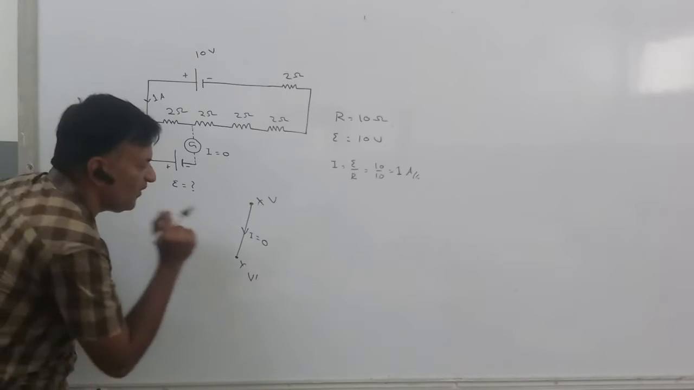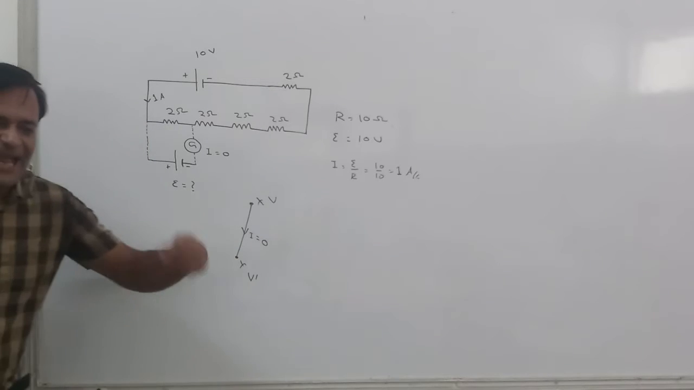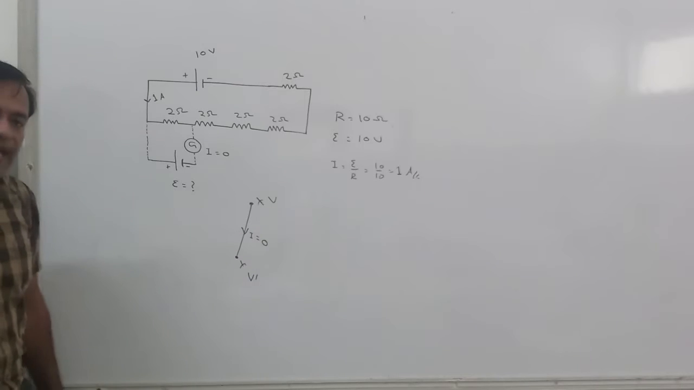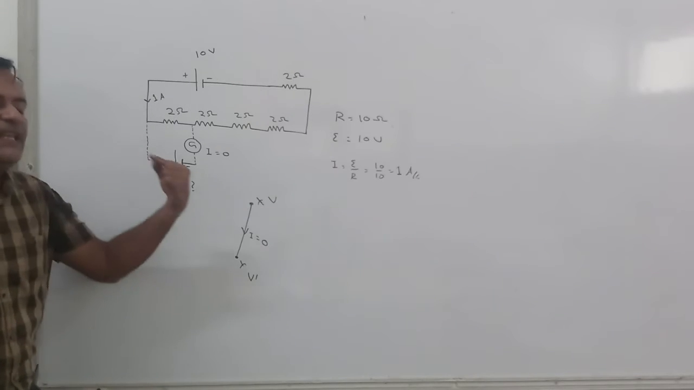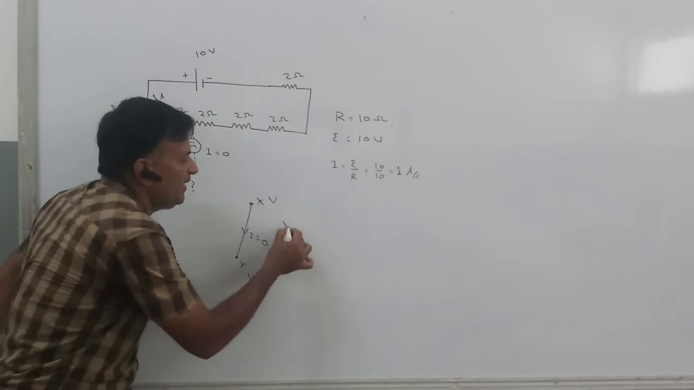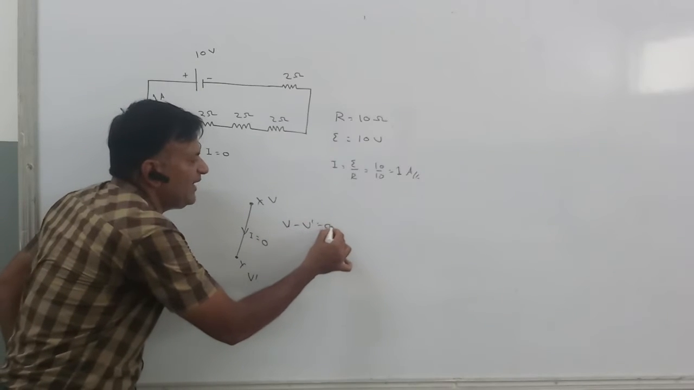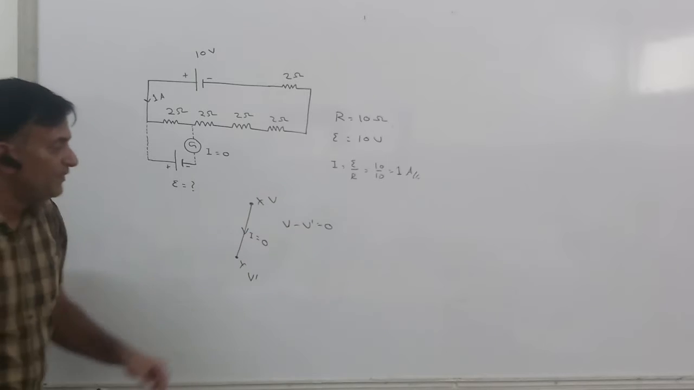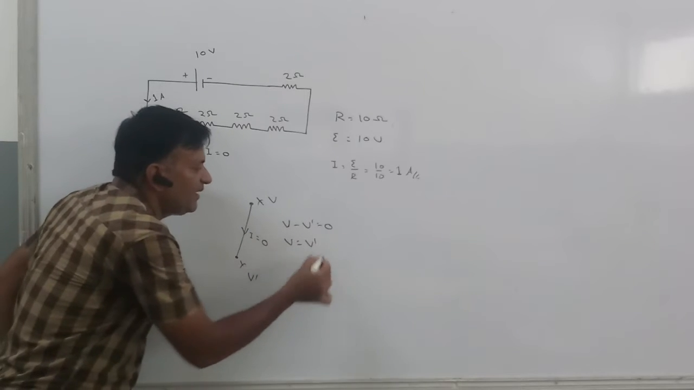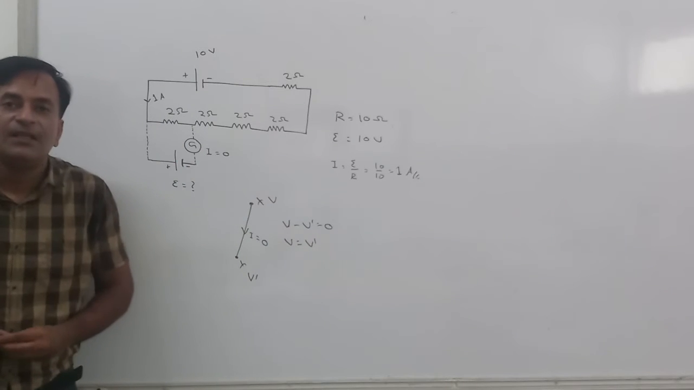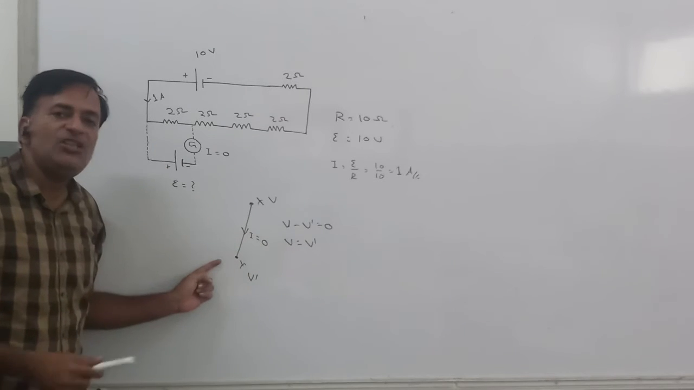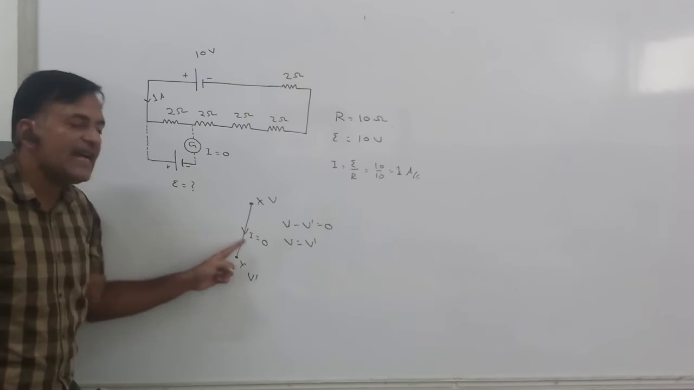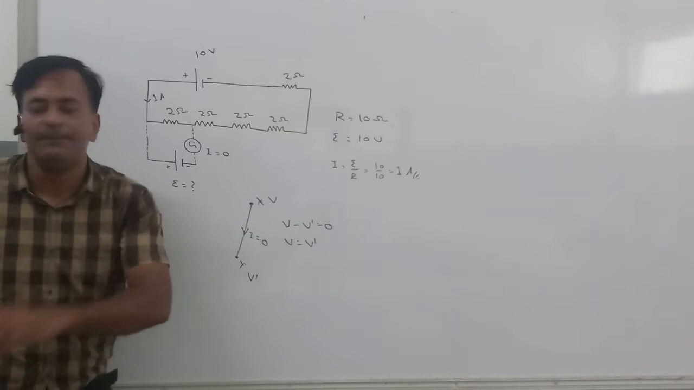What is the basic cause of electric current? Potential difference. If current is not there, that means there is no potential difference. That means potential difference V minus V dash is equal to 0. It means that V is equal to V dash. In Hindi I will try to say: दोनों जगह का potential same है, इसीलिए current flow नहीं हो रहा.